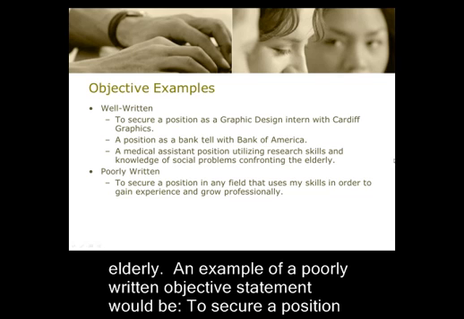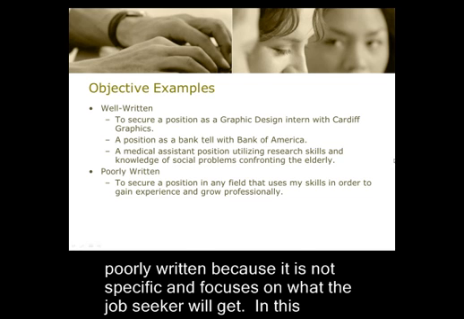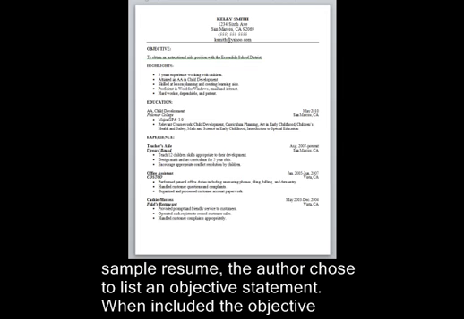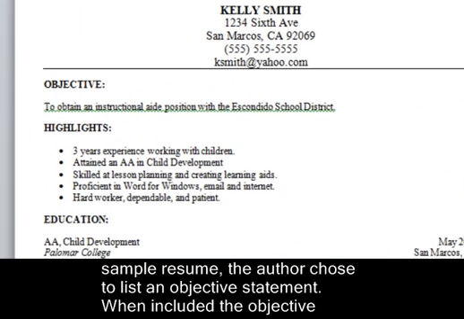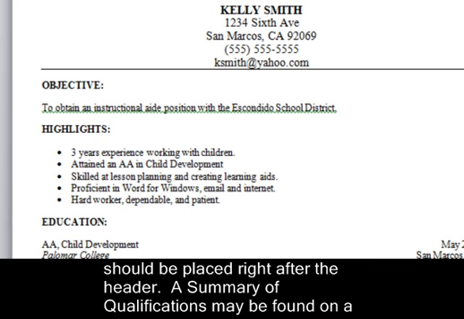An example of a poorly written objective statement would be, to secure a position in any field that uses my skills in order to gain experience and grow professionally. This is poorly written because it is not specific and focuses on what the job seeker will get. In this sample resume, the author chose to list an objective statement. When included, the objective should be placed right after the header.